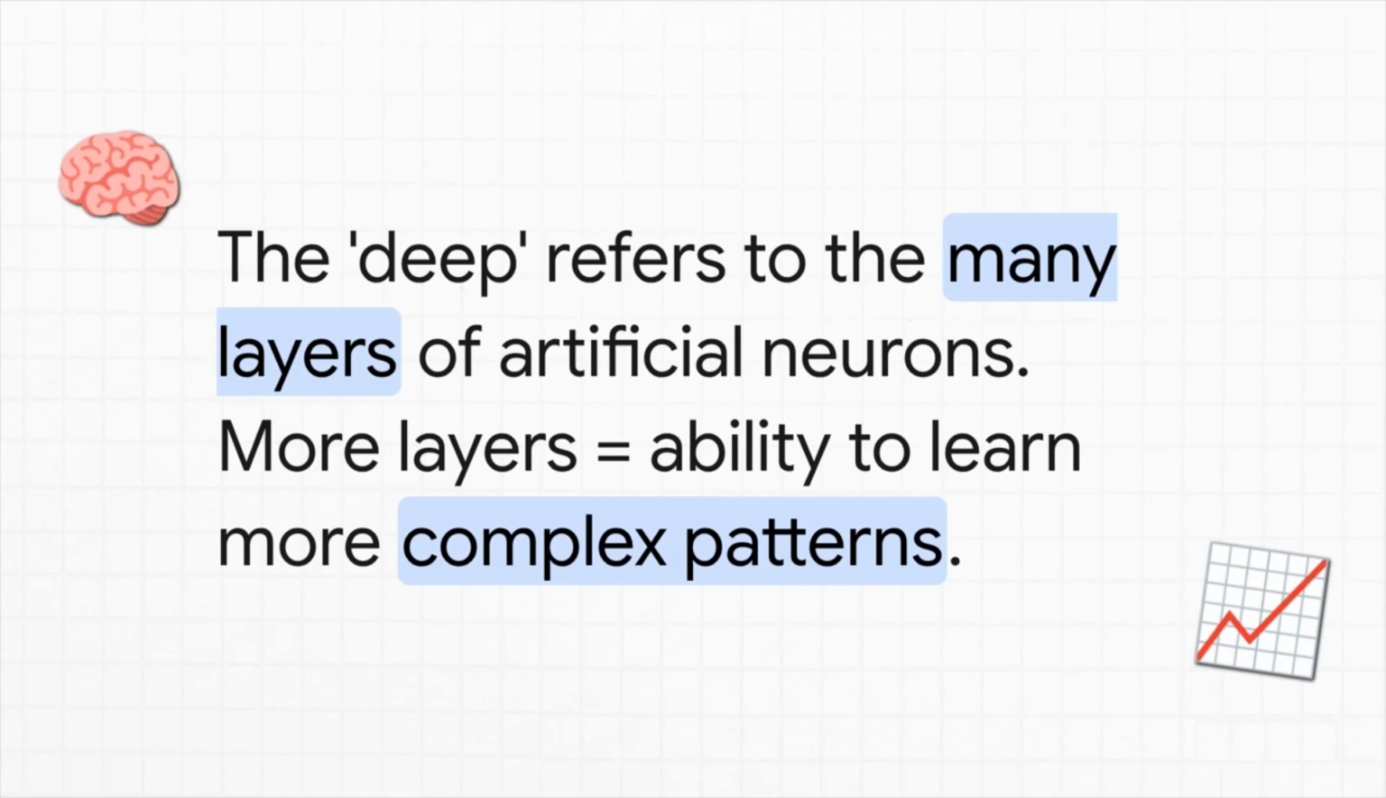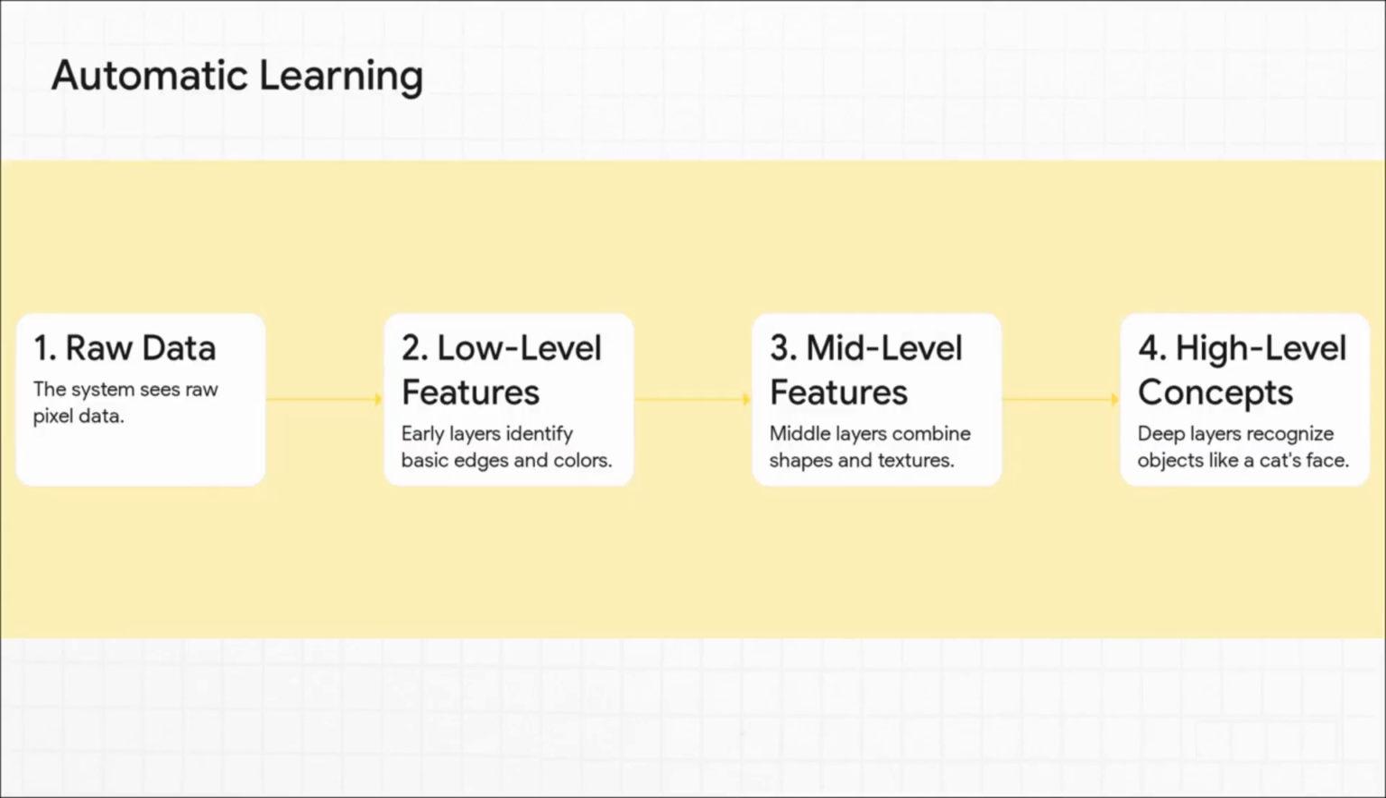So why do they call it deep? Well, it's actually not as mysterious as it sounds. It literally just refers to the depth of that neural network. How many layers of these artificial neurons are stacked on top of each other? And the basic idea is the more layers you have, the more complex and abstract the patterns it can learn from the data. This whole process is what makes deep learning so incredible.